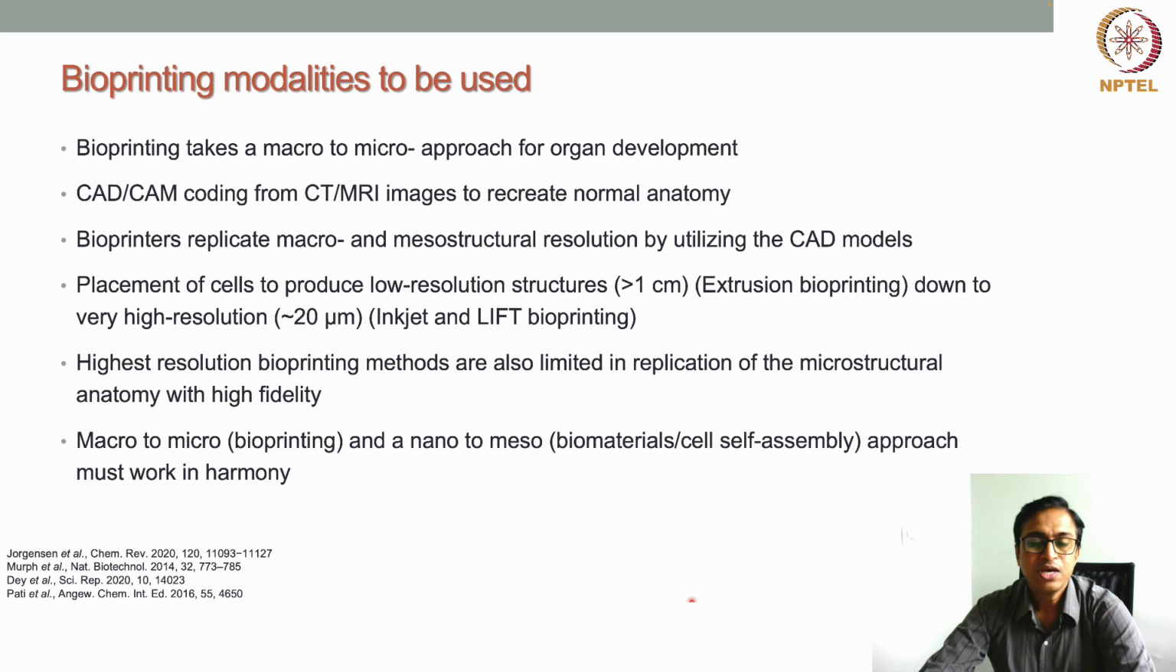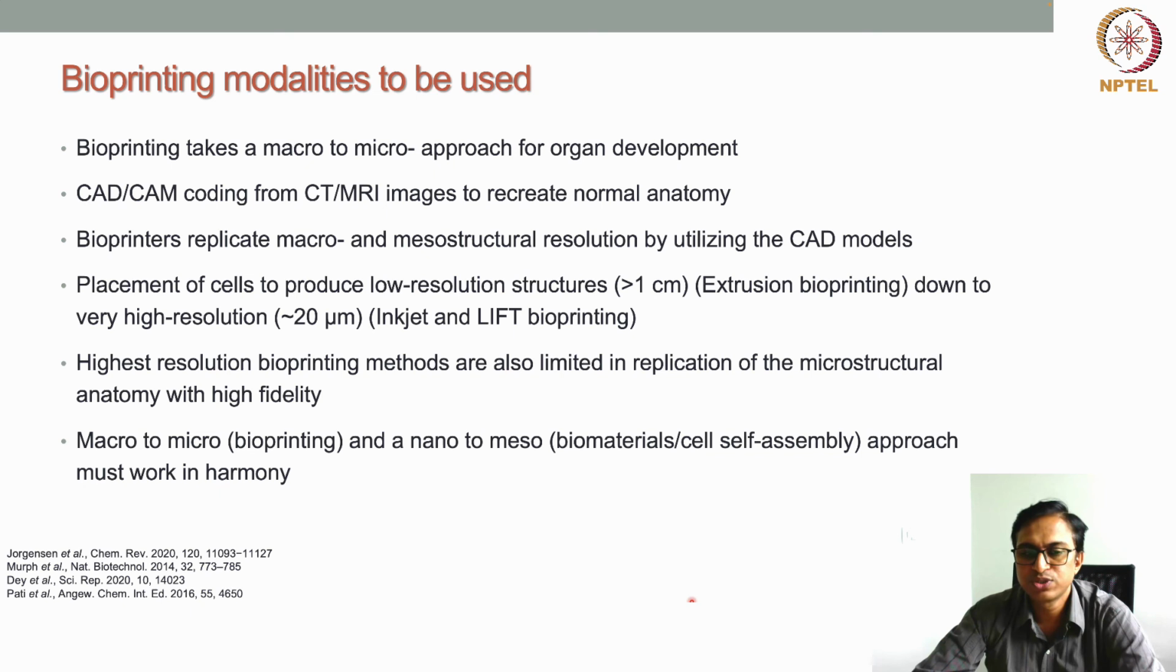But that is a technological limitation, and probably there is some research work already going in that direction, whereby we can develop some strategy to recreate the microstructural complexity of that particular tissue structure. So this is very important. For bioprinting, we take a macro to micro approach. For biomaterials and cell assembly, a nano to meso approach can be used, but both these things can work in harmony.